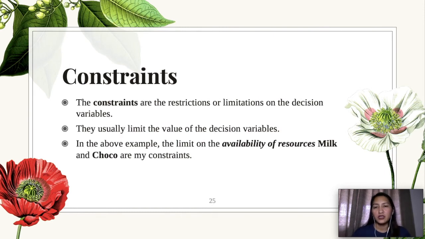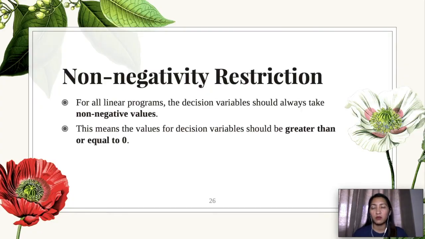Now, the constraints. The constraints are the restrictions or limitations on the decision variables. So, usually, ito yung nagle-limit ng value ng ating decision variables. Yung sa example natin kanina, ang limit is the availability of resources ng milk at choco. Kasi meron lang tayong 5 milk at 12 na choco. So, ito yung magsisilbi yung constraints ng ating linear programming problem.